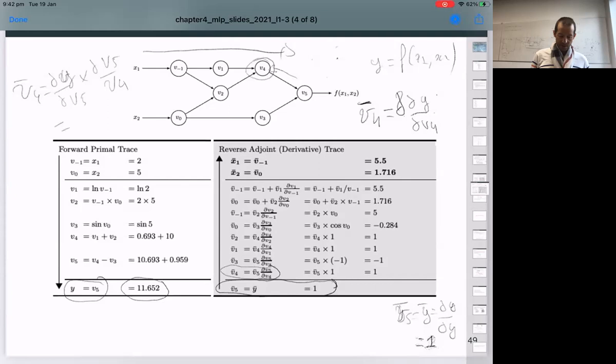Okay, so this is 1 multiplied by the derivative of v5 divided by v4. Agree? Agree or not agree? Agree. Okay, not agree, I don't know.